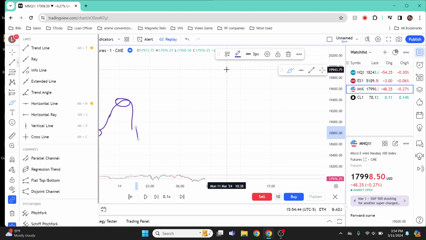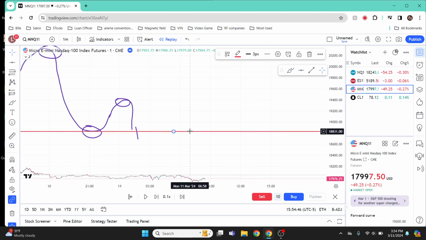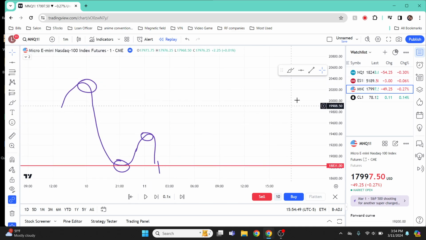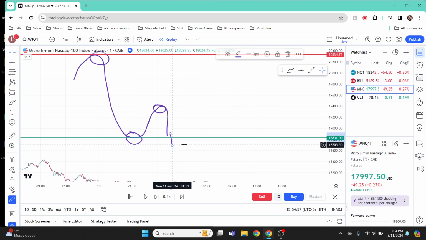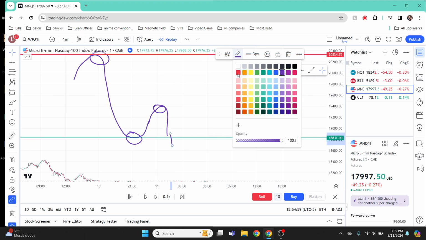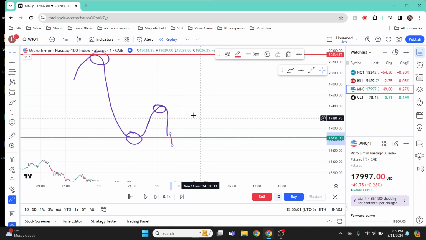Let me put lines. I'm going to put a trend line here, and put another trend line here. So this one I'm going to change to green. I'm going to change this candle to a red. So let's say it pokes through, and then it comes back up.